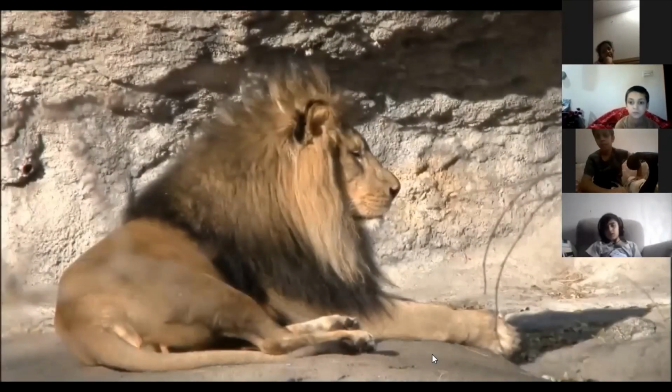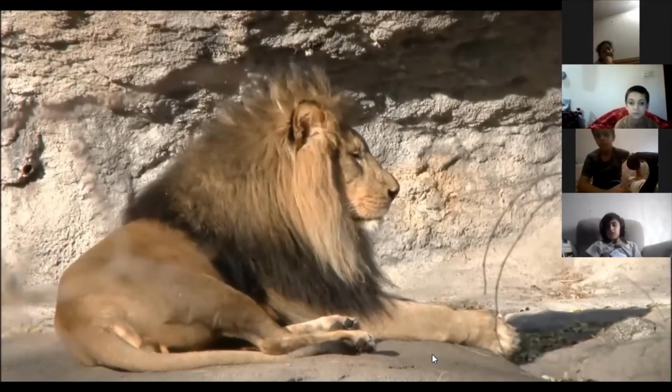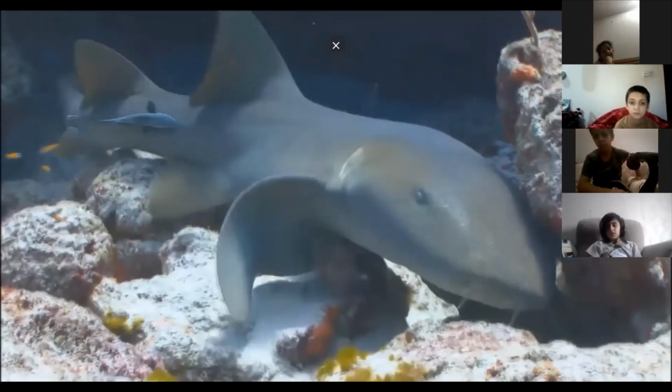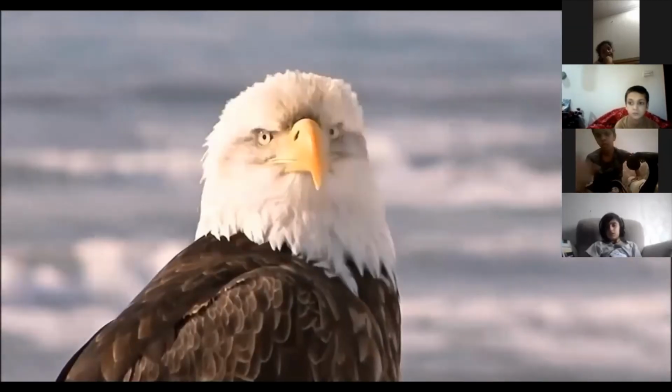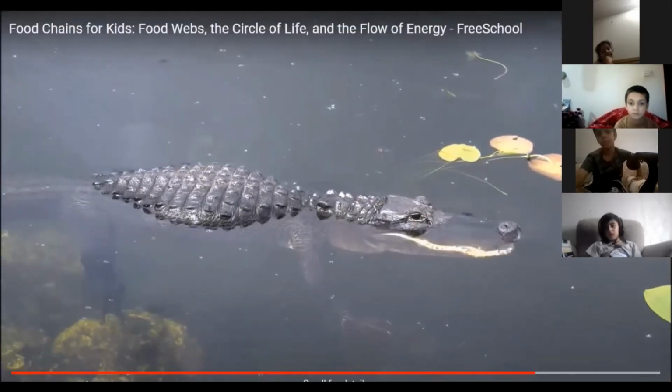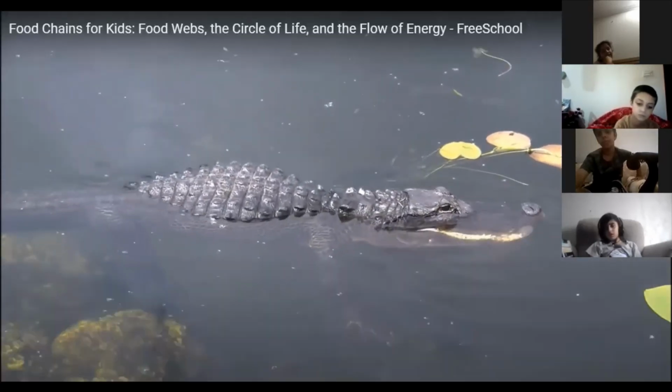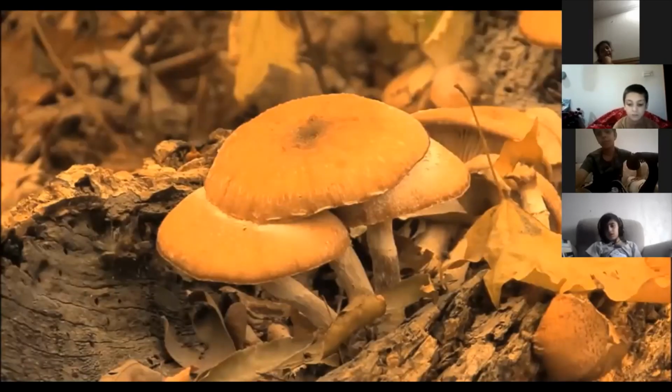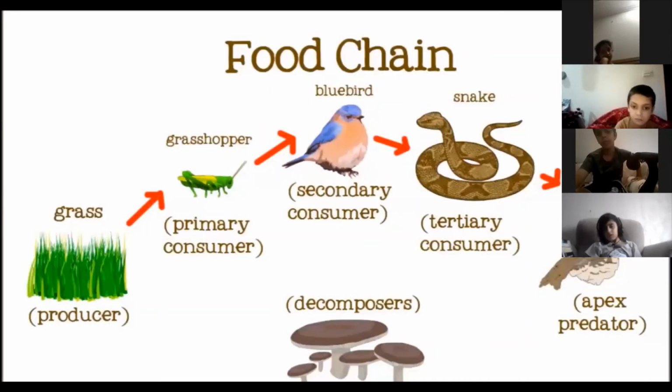You probably recognize a lot of apex predators like lions, sharks, eagles, and crocodiles. Just because they don't get eaten doesn't mean that they don't contribute to the food chain, however. When an animal dies, their body is broken down by decomposers. Decomposers are usually bacteria and fungi that break down dead plants and animals into nutrients in the soil that in turn help the plants at the beginning of the food chain to grow. It's the circle of life.